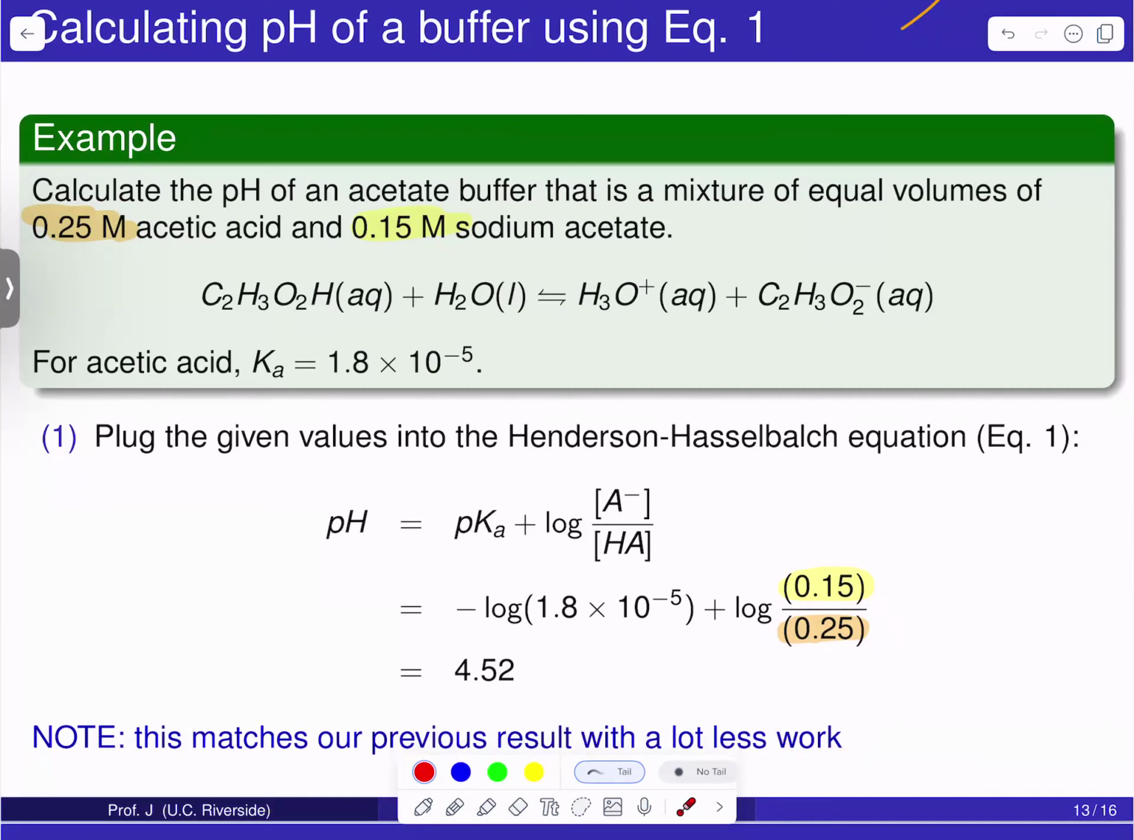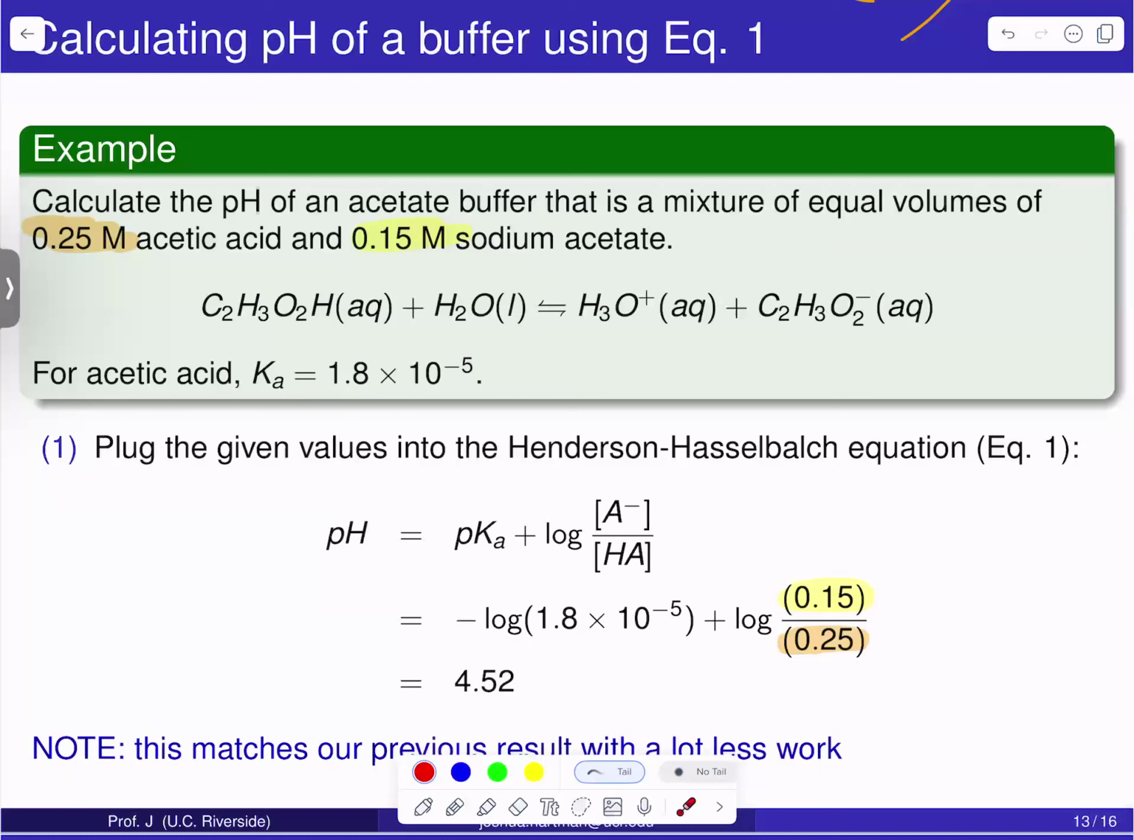You didn't have to do all the associated algebra there. It's basically a one-step solution for these buffer problems. All right, and so with that, we're now ready to start talking about buffer solutions and their pH after we've added a certain amount of an acid or a base.